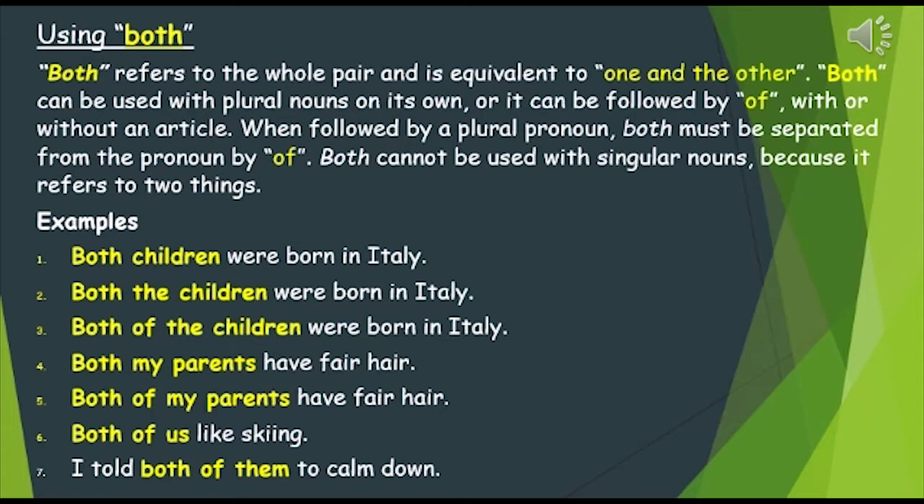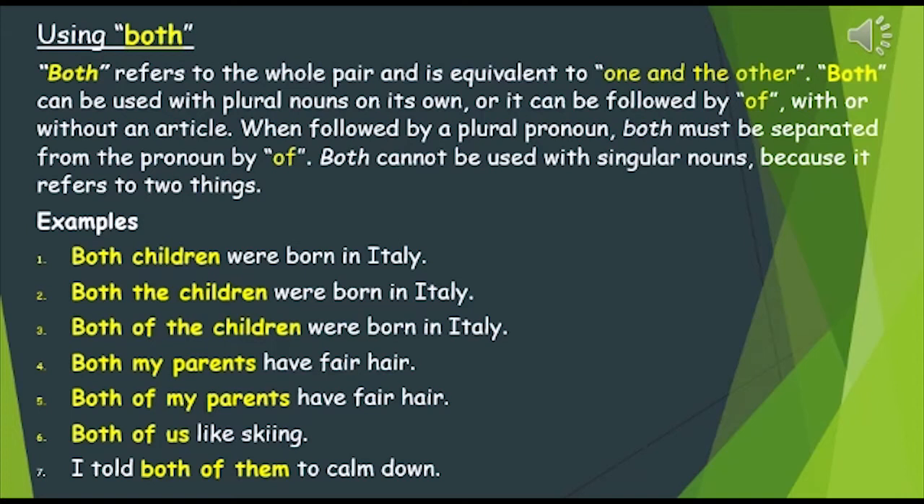Both cannot be used with singular nouns. ما نقدرش نستخدم both مع اسم مفرد because it refers to two things. إنها ببساطة بتشير لشيئين. Both children were born in Italy. كلا الطفلان children ده plural noun زي ما انتم شايفين.